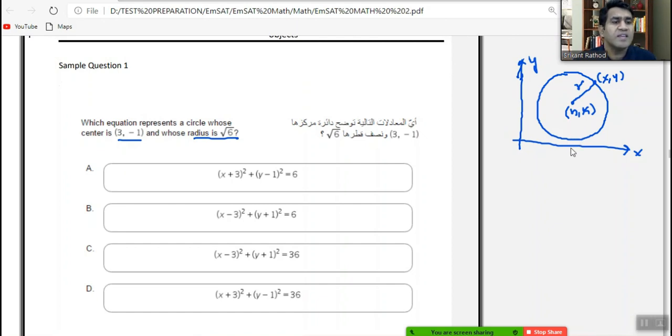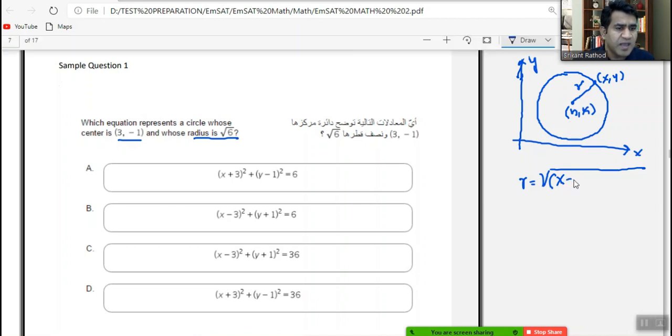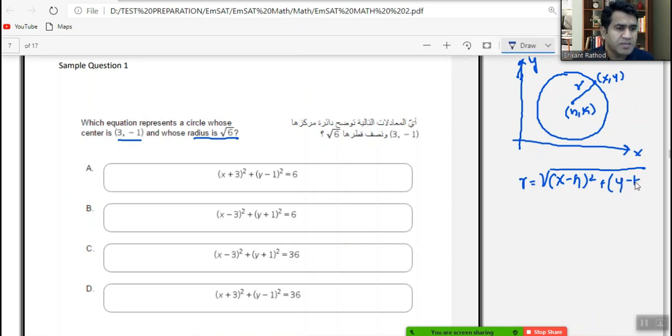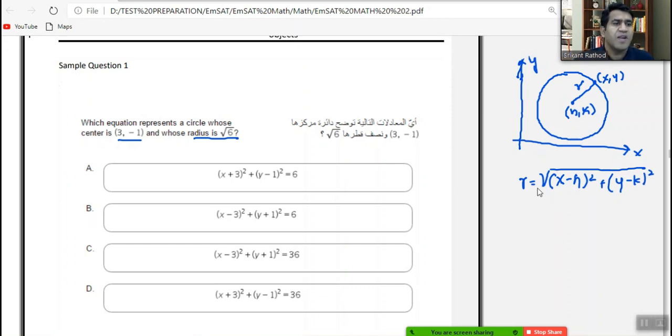Now, how do I get the equation of a circle? You might know that in coordinate geometry we find the length of this line by using the distance formula. So what does the distance formula say? The distance length equals the square root of (x2 minus x1) squared plus (y2 minus y1) squared. So the square root of, in place of x2 I have x, minus x1, in place of x1 I have h, so (x minus h) squared plus (y minus k) squared, that is y2 minus y1, so that's (y minus k) squared. This is how you find the distance.